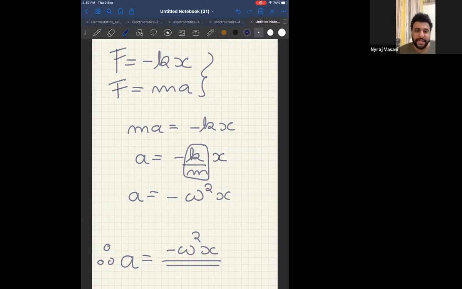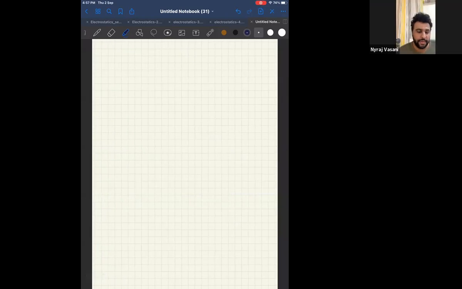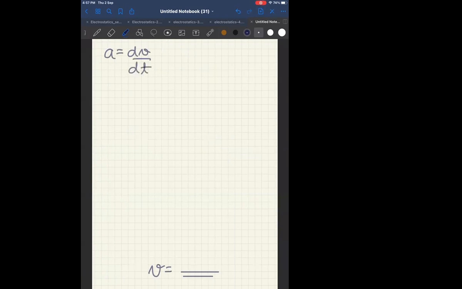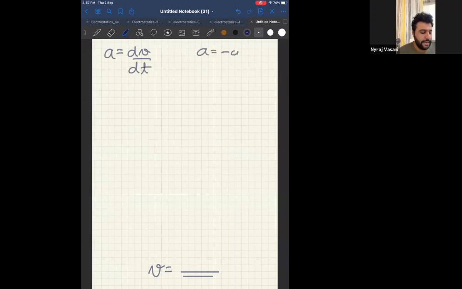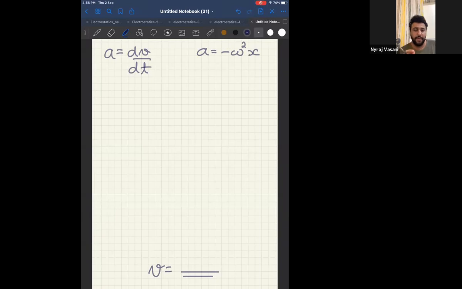Now tell me, shall we start with the next derivation? Yes, sir. In this derivation, what do I want? I want velocity, correct? And I have to start with two formulae for acceleration, one general, dv by dt, and one specific. Now, can I use this formula now? Yes, sir. So I used one general formula, one specific formula.